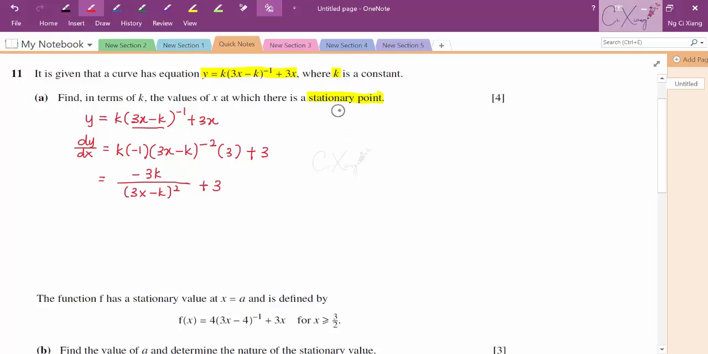Okay, so at the stationary point, our gradient of tangent at the stationary point always equals 0. Therefore, I'll let dy/dx equal to 0. So from here, I'm trying to solve for the value of x in terms of k. So I will move the first term to the left-hand side. And after that, I will move the bracket with the x to the right.